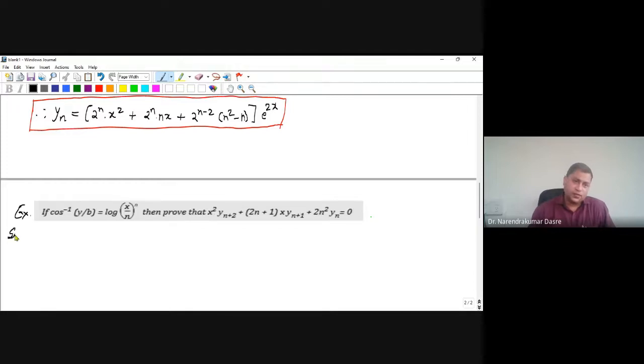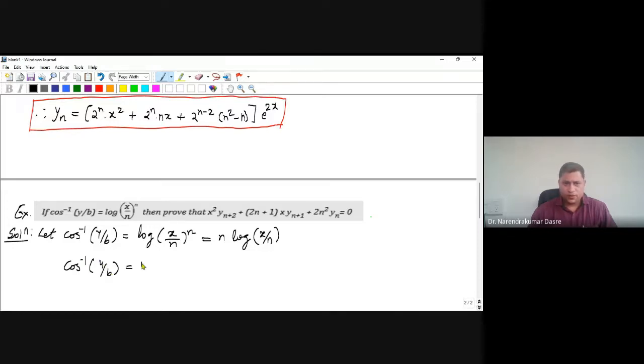So let us try to find y_{n+2}. Don't think of the entire expression, because if you are able to find y_{n+2}, definitely you will get y_{n+1} and y_n. So forget about all the terms in the expression and only focus on y_{n+2}. How will we get it? What we have is cos inverse of y by b is equal to log of (x by n) raised to n. Let us make it easy: we can write n into log of x by n. So we got cos inverse of y by b is equal to n into log of x by n.